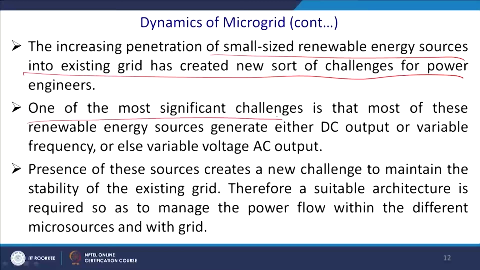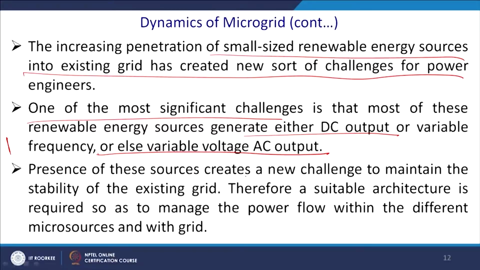One of the most significant challenges is that most of these renewable energy sources generate either DC output, or variable frequency, or else variable voltage AC output. That is something we require to address. The source, for example solar, will change based on the irradiation. If you have a CPL, the current value will change if you change the voltage. So, ultimately there is a lot of hodgepodge in the system, and we require to address this challenge.